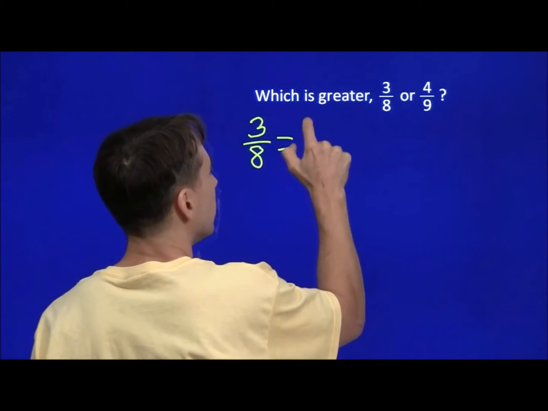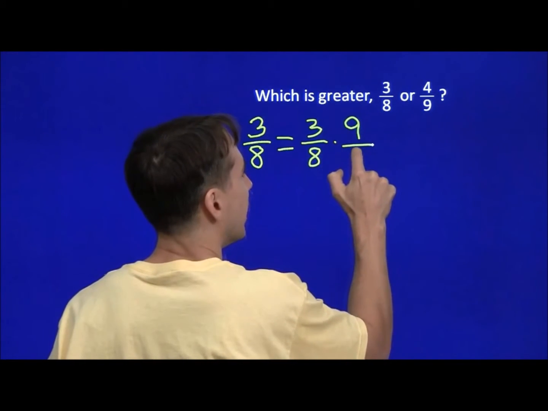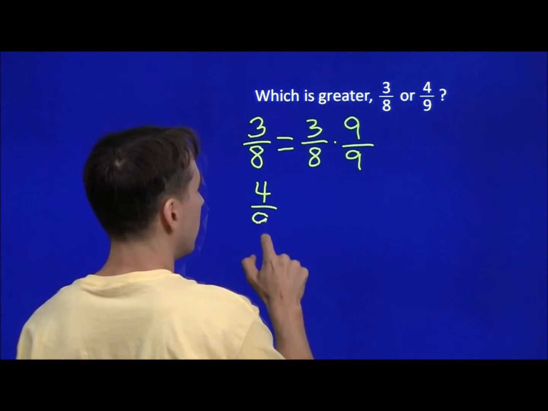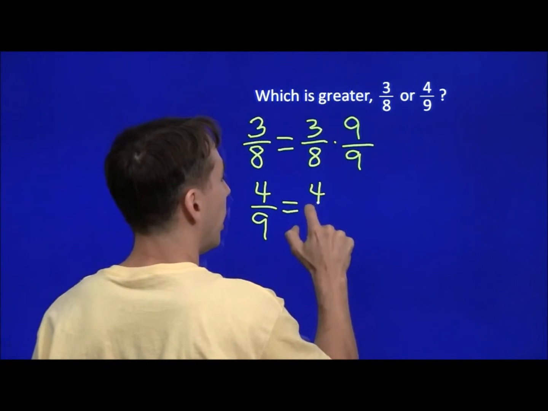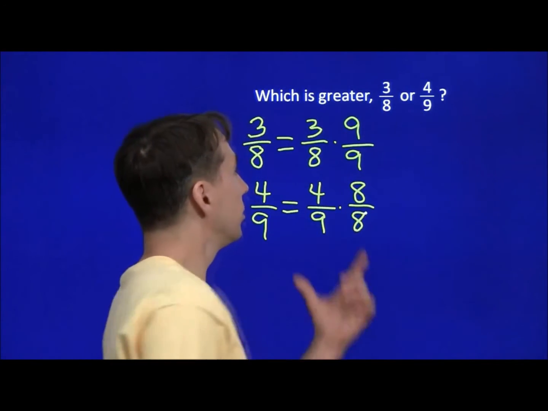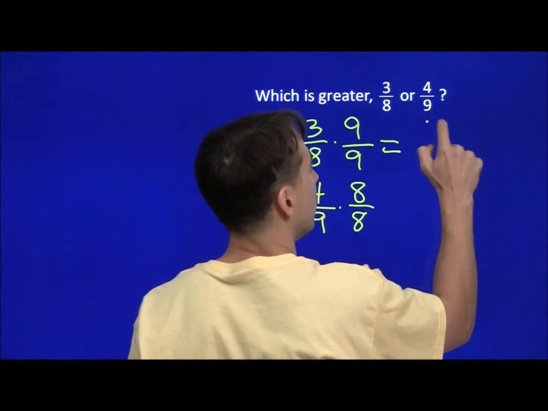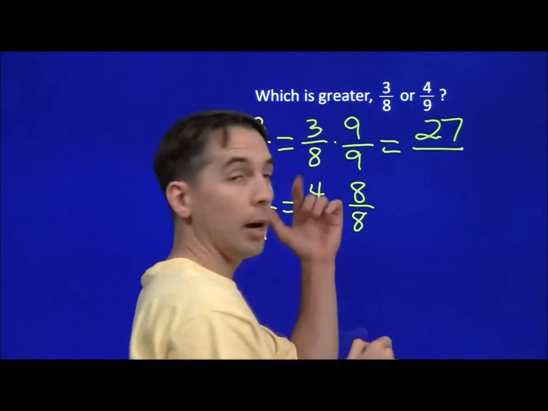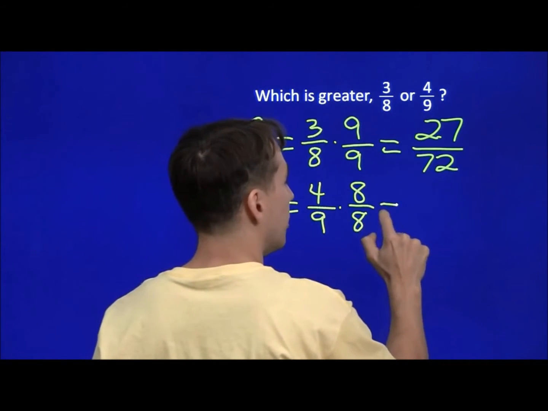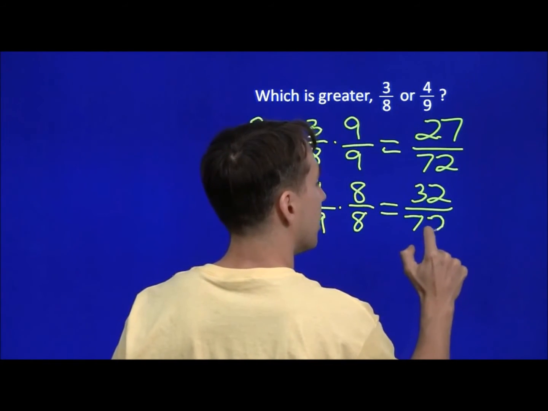So I'm going to take my 3/8, and I'm going to strategically multiply that by 9/9. I'm going to take my 4/9, and that one I'm going to multiply by 8/8. So that I'll be multiplying 8 and 9 in both denominators, then my denominators will be the same. So the numerators here, 3 times 9, that's 27. Denominator, 8 times 9, 72. Down here, 4 times 8 is 32. Denominator is 72.